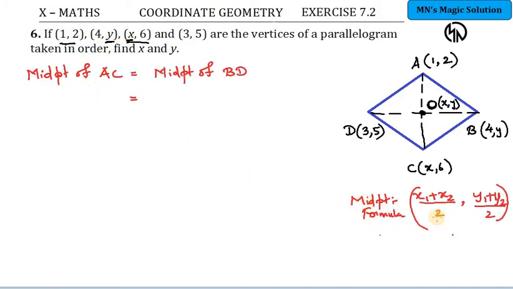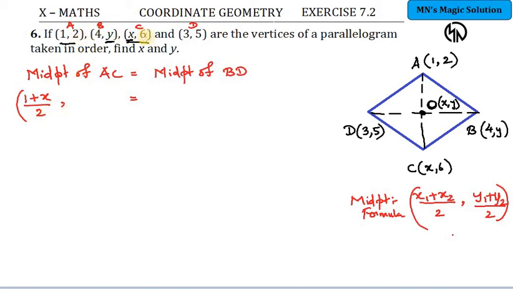So here I have written the midpoint formula and say midpoint of AC is equal to midpoint of BD. See, if it is not in the question, in the diagram, note the corresponding vertices. This is A, B, C, D. So the midpoint of A and C, how will you proceed? So the coordinates will be x1 plus x2 divided by 2 comma y1 plus y2 by 2.